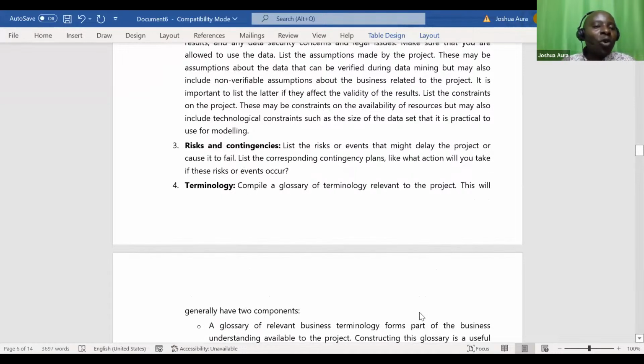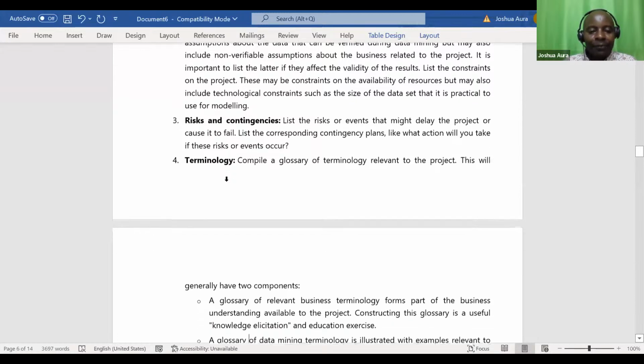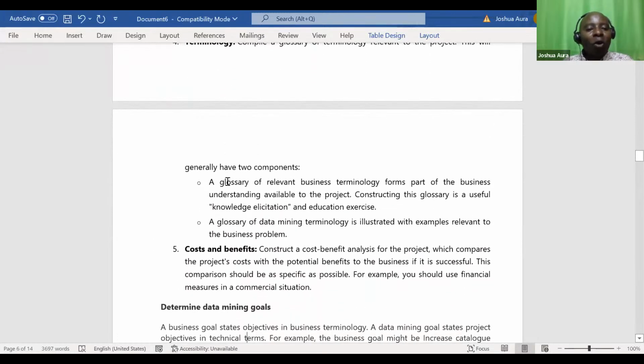Risks, it's very important. What may go wrong? List the risks or events that might delay the project or cause it to fail. List the corresponding contingency plans, like what action will you take if the risks or events occur. Terminology, it's good to have lists of, for example, abbreviations, the glossary, very important, right? You must do a cost-benefit analysis. Cost-benefit analysis, how much will it cost us? What is the value that we shall derive? Remember, one of those 5 V's is the value. What value are we going to derive out of this data mining?